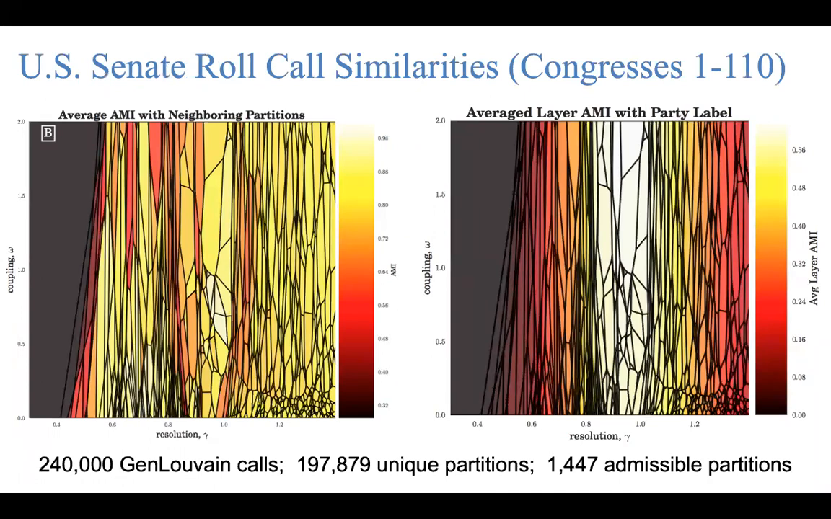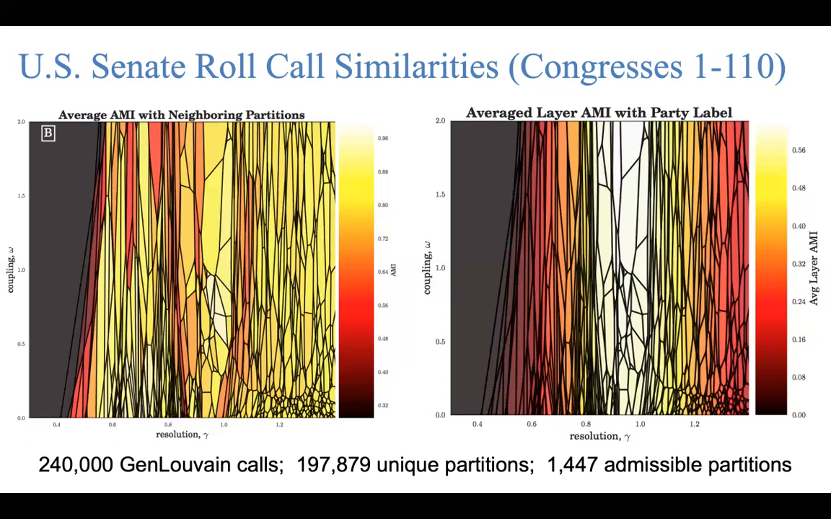And so now as an example, we go back to that Senate roll call similarity multilayer example that we talked about with senators across the first 110 Congresses. These diagrams are the result of calling GenLouvain 240,000 times within the range of gamma and omega parameters shown here. The vast majority of these give unique partitions. We have nearly 198,000 unique partitions, but only 1447 of them are admissible in the sense of being anywhere optimal relative to these nearly 200,000 unique partitions.